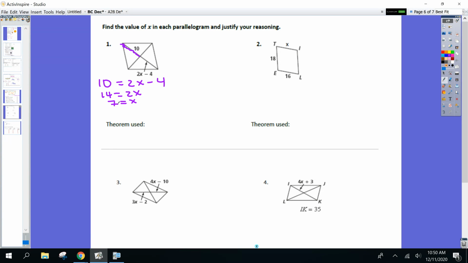Okay, now it says theorem used. How did Quincy know that? Quincy, how'd you know to set them equal? What property of the parallelogram did you just use? Diagonals bisect each other. So here's what we're going to write. And we're going to write it this way because on Monday, we're going to write it in the reasons column this way.